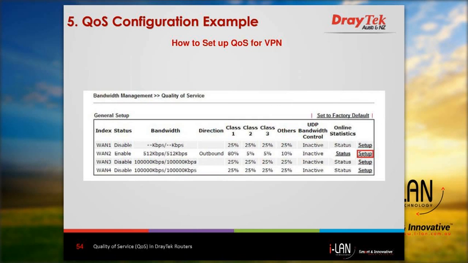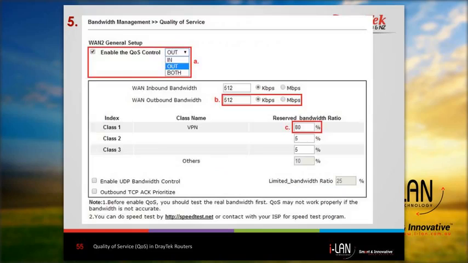And then the next step is to set up quality of service for WAN 2. So we click on setup, and that'll take us to the next menu, which I've shown here now. We select QoS control for outgoing traffic, so we select out. We also need to specify the actual WAN bandwidth for WAN 2. So here we entered 512 kilobits per second as the outgoing bandwidth speed.